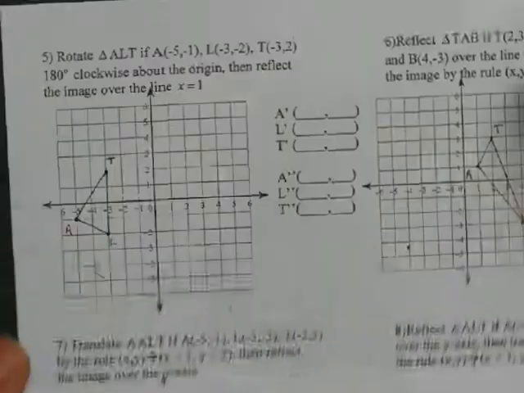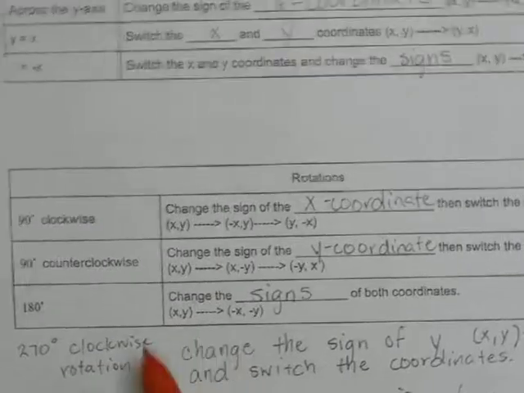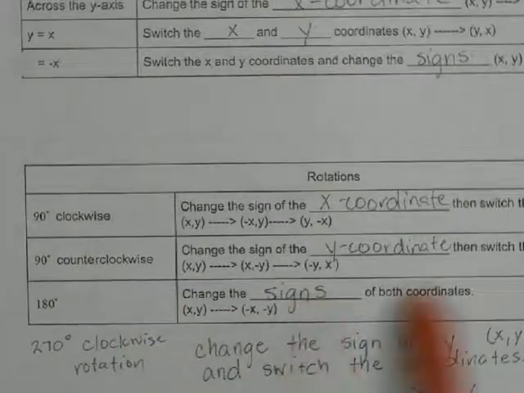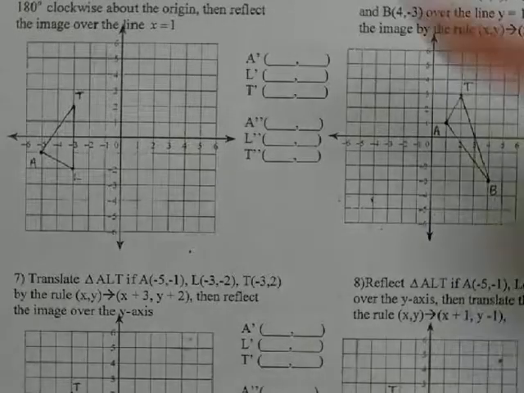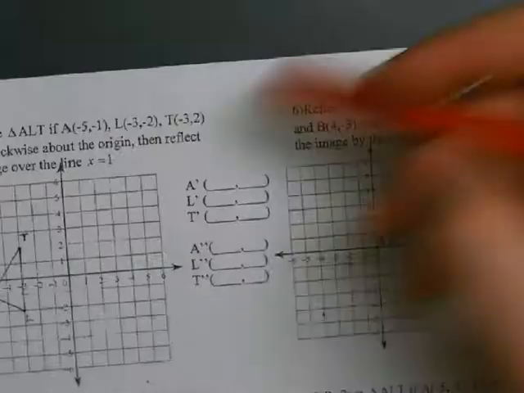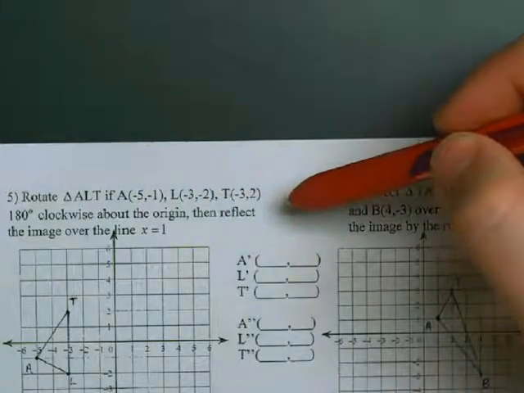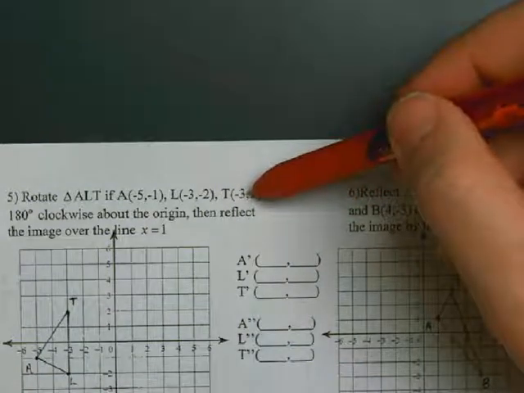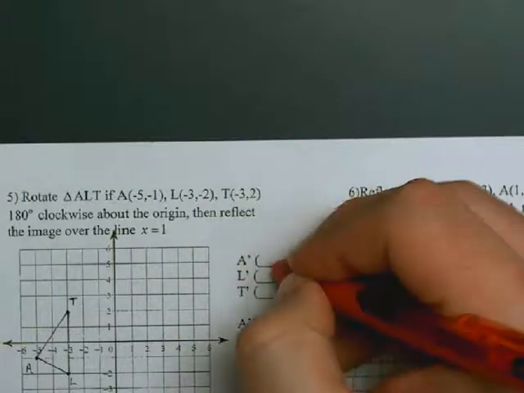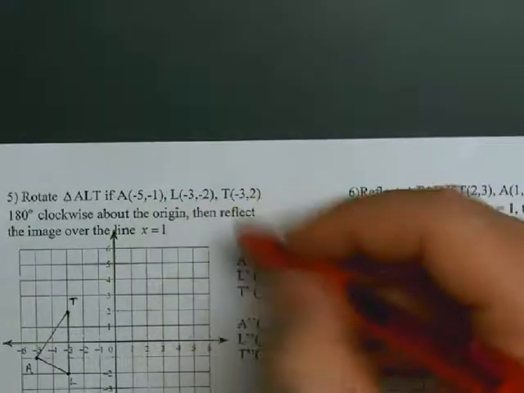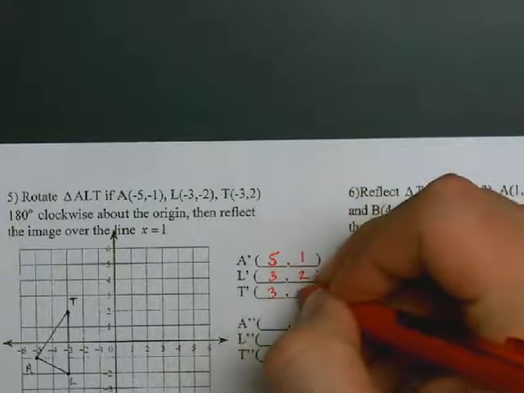Your reference sheet, when you have a rotation of 180 degrees, the only thing you do is change the signs of both coordinates. So make them both their opposite. Alright? So with A prime, now notice all of these are negative, besides that one right there, that one's not negative. That's at y and t. So basically, A prime, you're just going to change the sign to 5, 1. L prime, you're going to change the sign to 3, 2. And T prime, you're going to say 3, negative 2.